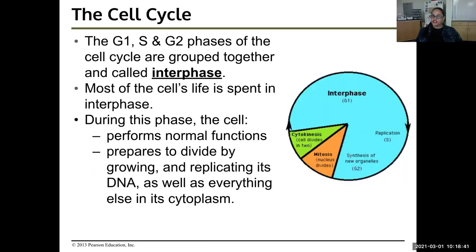The G1, S, and G2 phases of the cell cycle are grouped together and called interphase. Most of the cell's life is spent in interphase. You can just tell from the graph. During this phase, the cell performs normal functions and prepares to divide by growing and replicating its DNA, as well as everything else in its cytoplasm. All the organelles, everything gets duplicated in preparation to pass it on during mitosis.